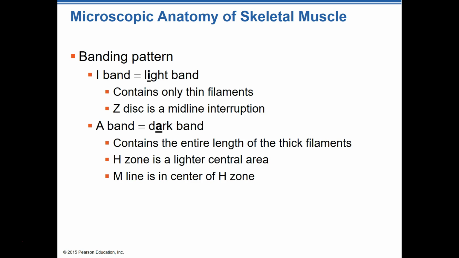And then we look at this banding, this pattern of banding. We have this I band, which is a light band, and it's spelled with an I, so that helps us remember that a little bit. And it only contains thin filaments. And then, of course, there's a midline interruption called a Z disc, and then we have the A band, which is the dark band, and it contains the entire length of thick filaments. So I band is thin filaments, A band is thick filaments, and then on the A band there's an H and an M zone. We'll talk about those zones and bands a little bit more.